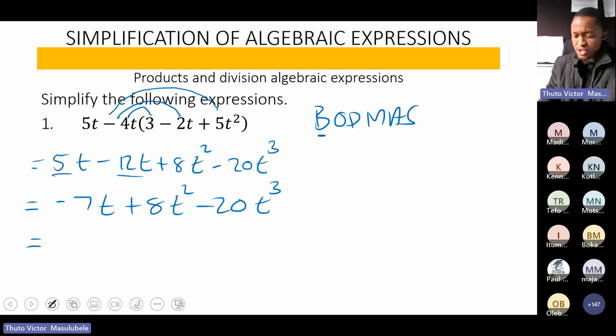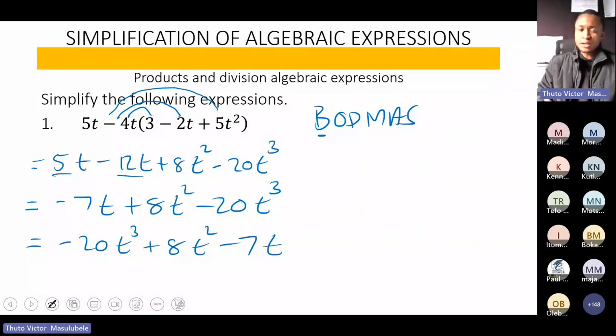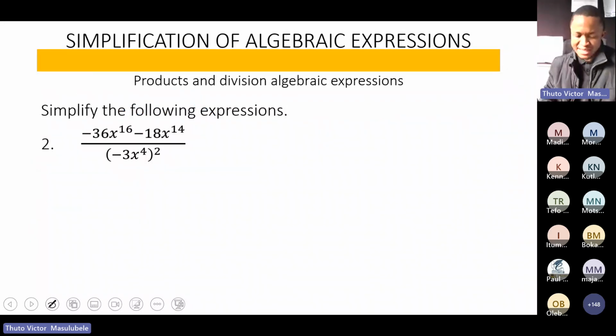Again, another convention of writing algebraic expressions is that you need to write your expression in descending exponents of that particular variable, in descending powers of that particular term. So in other words, start with negative 20t cubed plus 8t squared minus 7t, and that will be our final solution. Now let's quickly jump to the second last one.